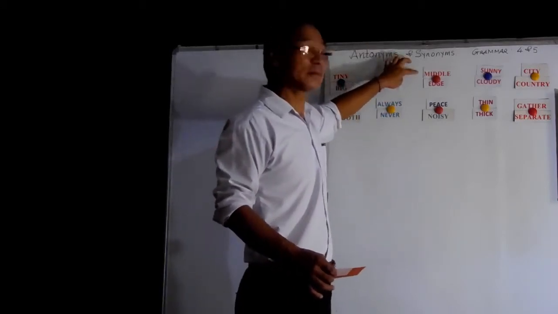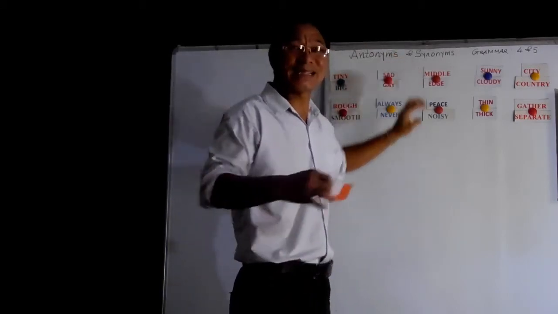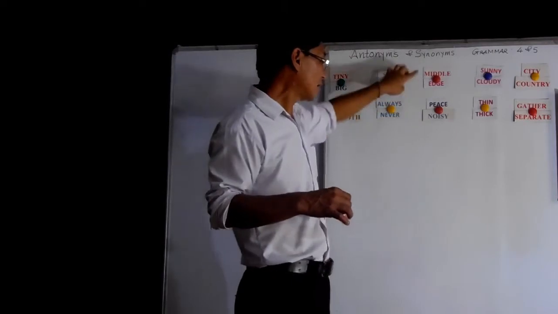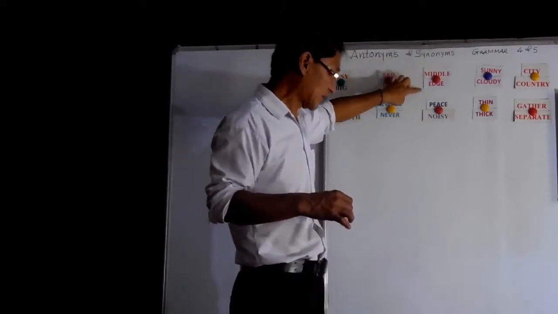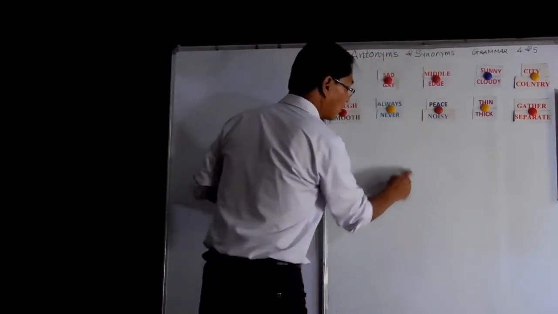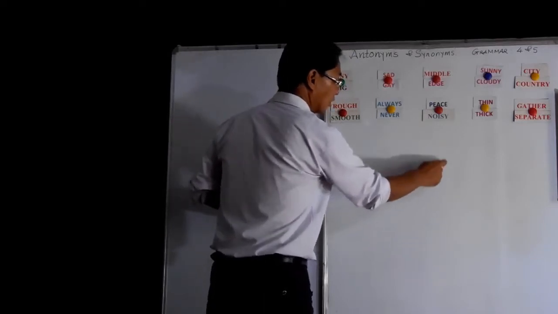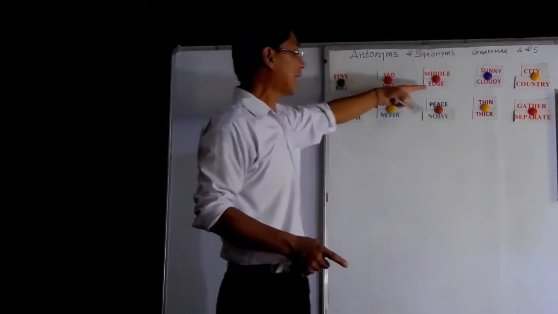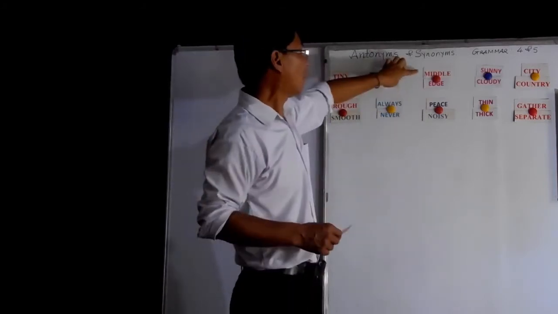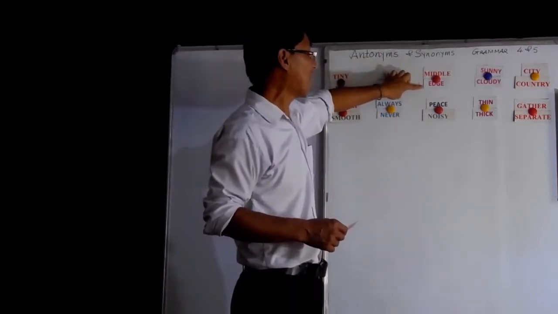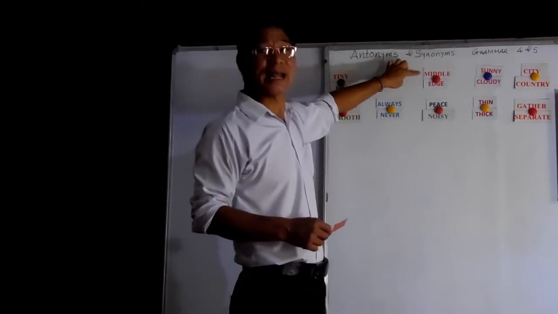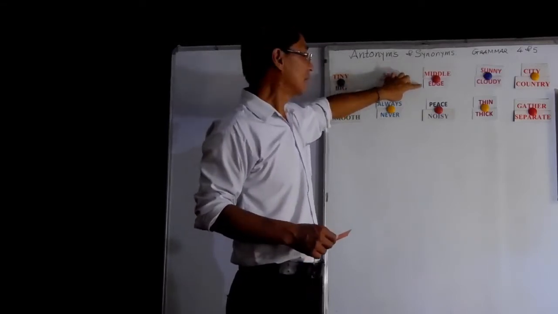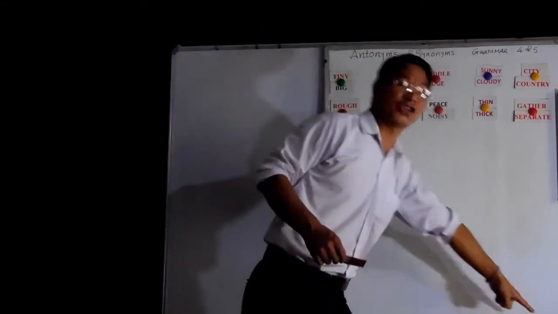Now middle. Middle means at the center. Whereas the opposite of middle is edge. For example, the middle of the what? Board. And this is the edge. Edge means corner. You can say edge means corner. So opposite of middle is edge. So the boy is standing at the middle. The boy is standing at the edge.